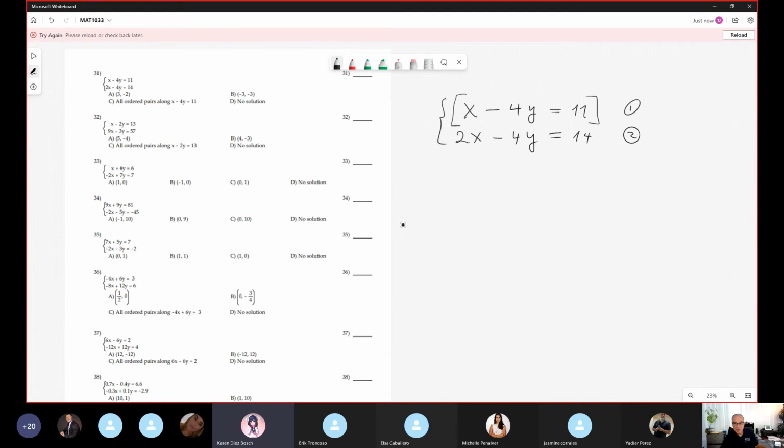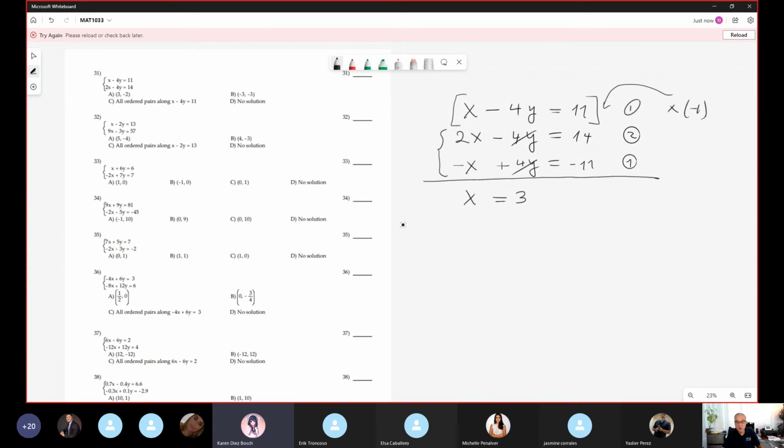You multiply this equation by negative 1, and you obtain minus x plus 4y equals minus 11. And this is my new equation 1. Now I change the system like that. Okay, now 2x minus 1x is ready for elimination. And 14 minus 11 is 3, right? Wow, easy. x equals 3.